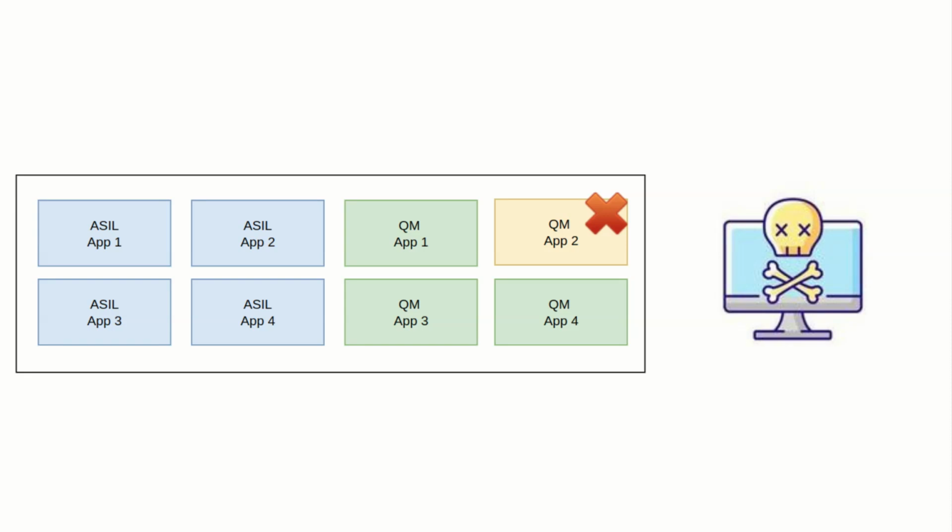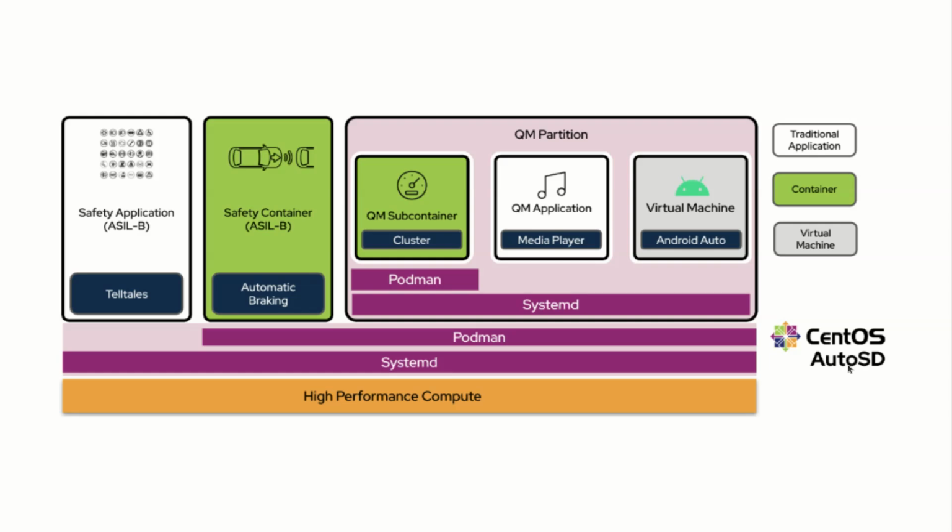So how do we overcome this? This is where RedHat has created something called a QM partition. I have discussed this in my previous video, part 1 of 2, with Bluechii from RedHat.